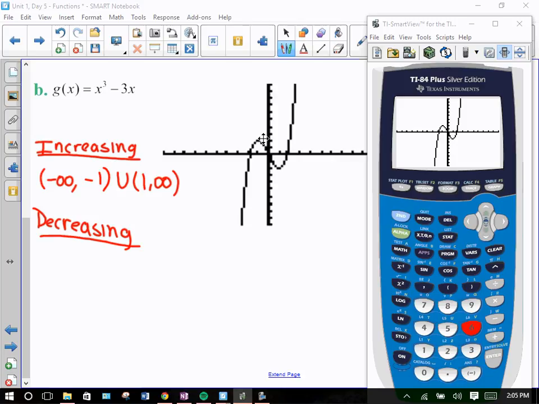Alright, now decreasing. Where is it decreasing? Negative 1 to 1. Alright? Negative 1 to positive 1. Okay? Any up?